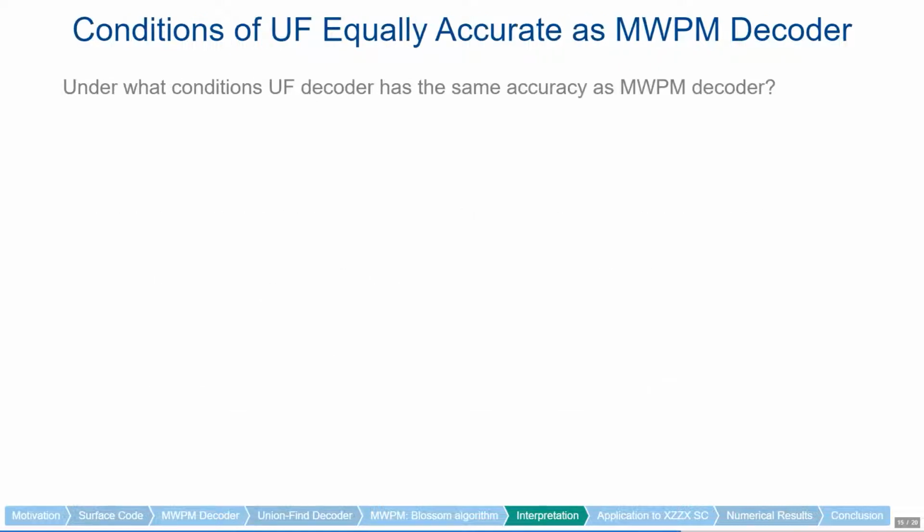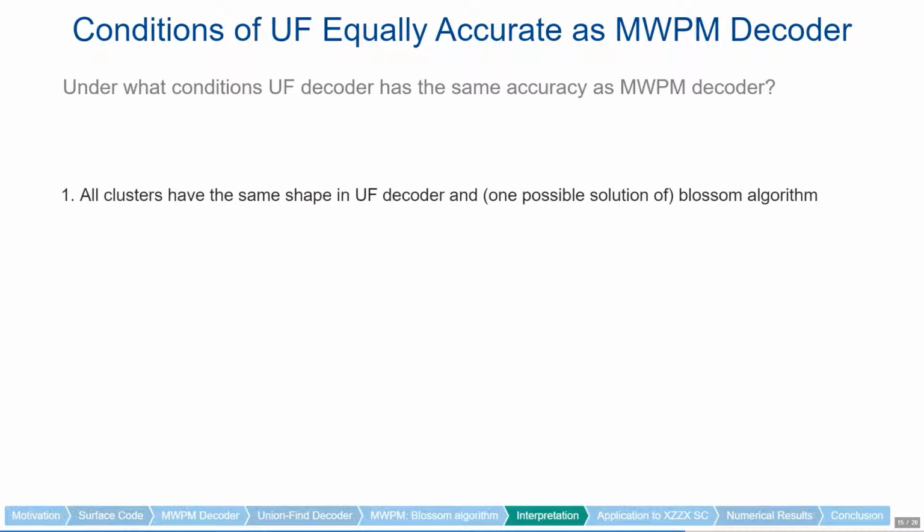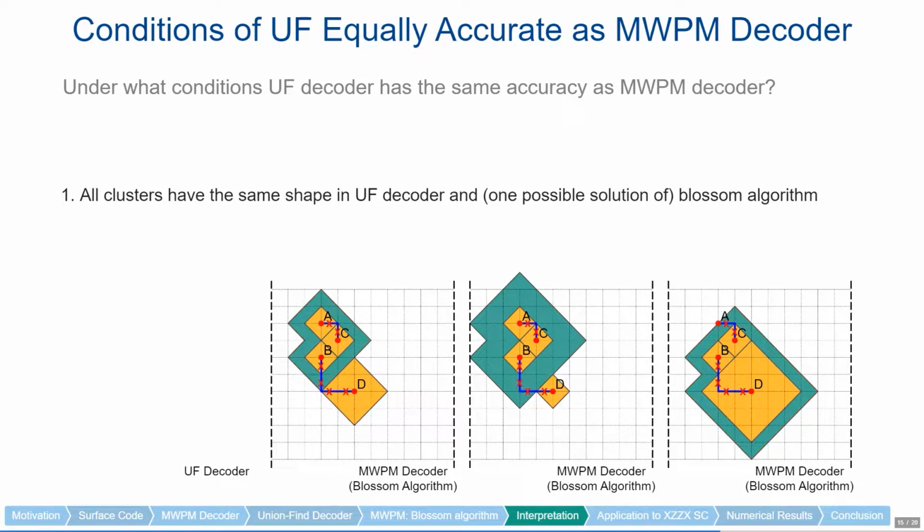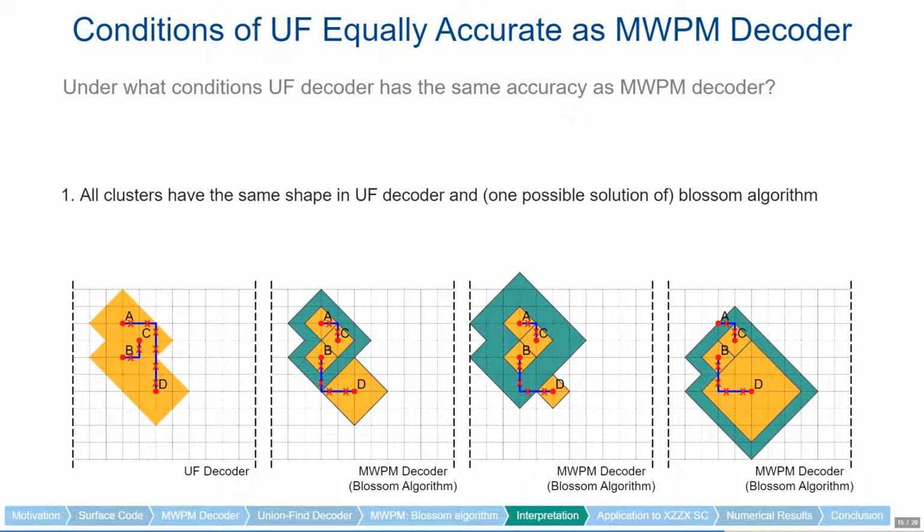We can also answer the second question now by giving some conditions for when they will have the same accuracy. The first condition is that all clusters have the same shape in the unifying decoder and one possible solution of the blossom algorithm. I say one possible solution here because the shape of exploratory regions in the blossom algorithm is not unique. Here are three possible shapes when the blossom algorithm terminates. As long as the unifying decoder has the same shape as one of them, it satisfies this first condition.